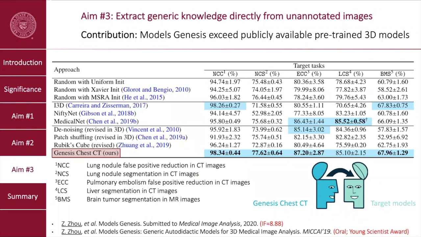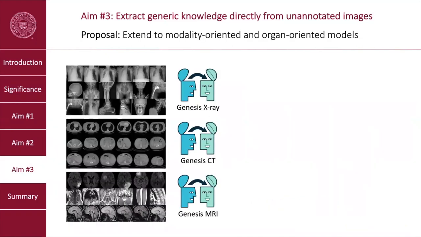Compared with other existing approaches, Models Genesis shows higher precision and more robust performance in five different target medical applications, including lung nodule false positive reduction and segmentation, pulmonary embolism detection, and liver and brain tumor segmentation. We pre-train our Models Genesis on more than 800 chest CT scans, and then transfer the image representation to different target models. However, Models Genesis only shows generalizability within the same image modality. That means if the model is pre-trained on chest CT, it can be more beneficial on the target applications that are in the chest area and in the CT modality.